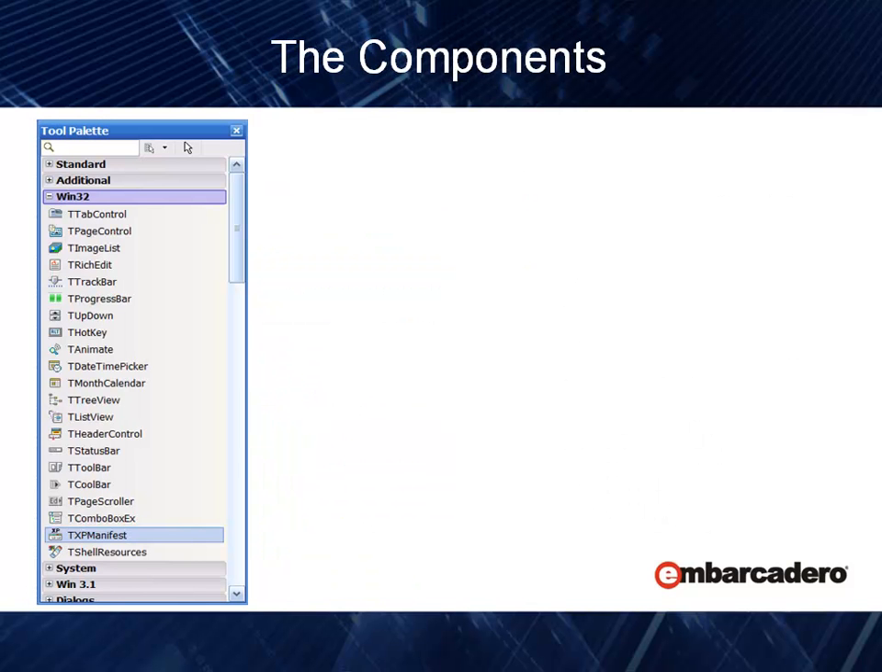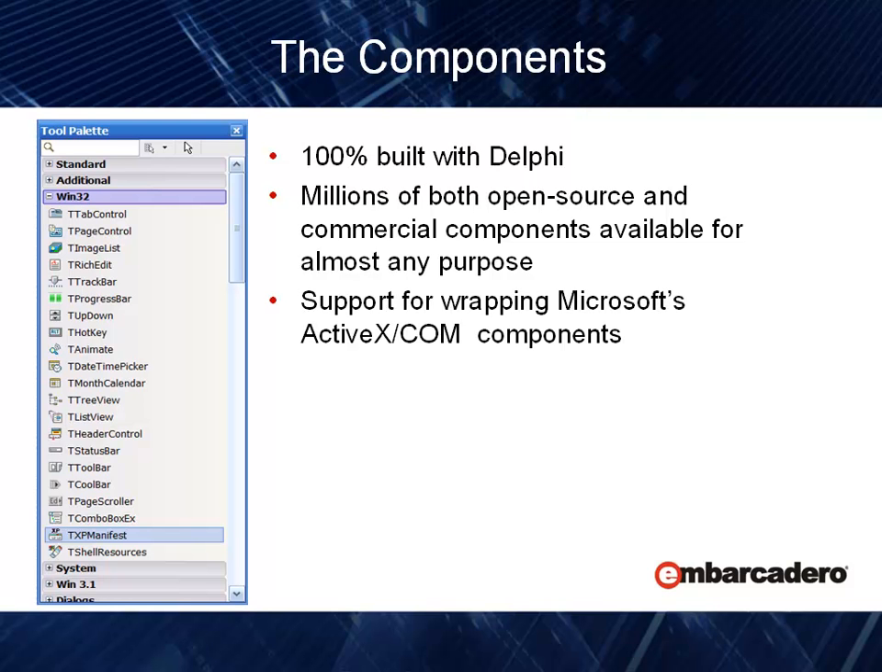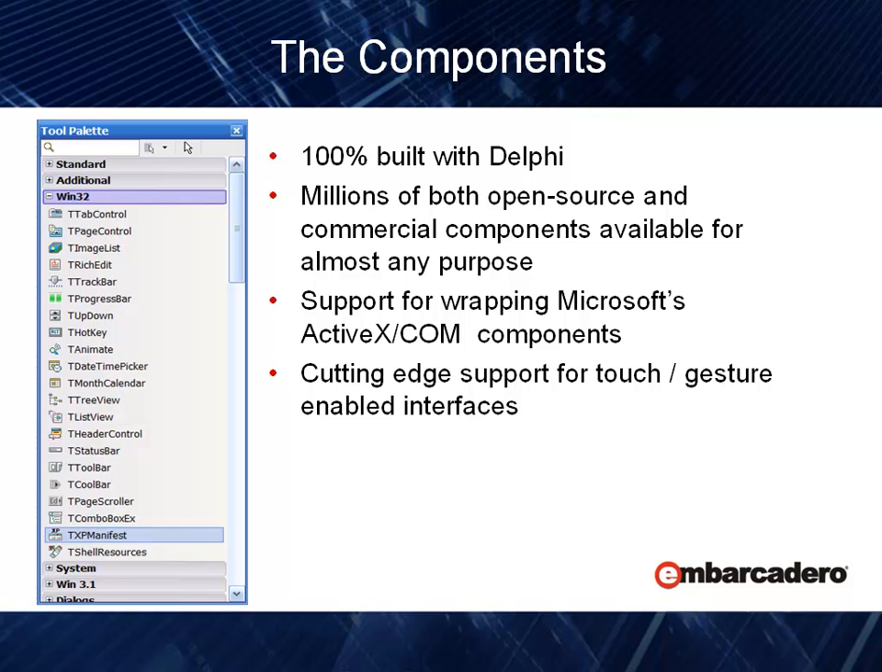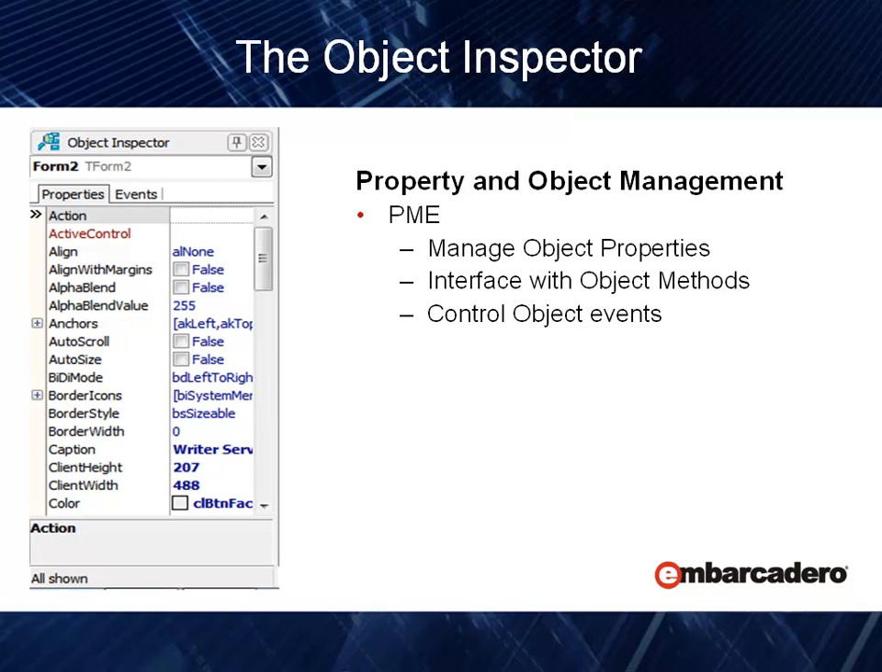The components themselves, as we said, are numerous and can be used to quickly assemble both server and also client applications. Most components are built with Delphi, and there are components that are both open source and commercial and available for almost any purpose you can think of. We also support a wide array of the Microsoft technologies, including ActiveX and COM components, and we have cutting-edge support built into the VCL with touch and gesturing. The Object Inspector allows us to manage the components' properties, methods, and events, so that we can interact with them easily and quickly visually.